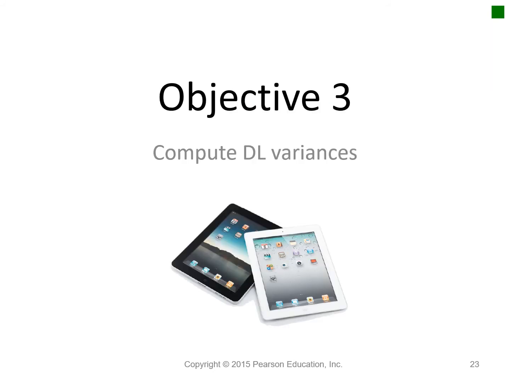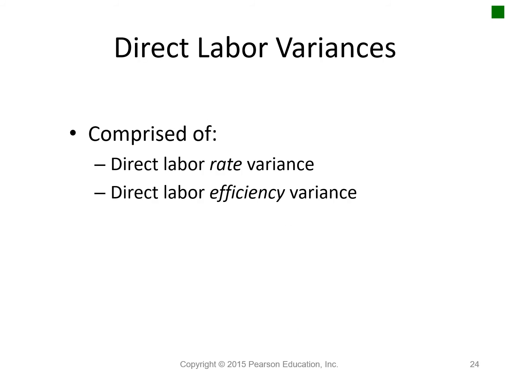Okay, so for objective 3, we're going to look at the direct labor variances. Okay, so your direct labor variances are comprised of what they call a rate variance. This is similar to your materials when they talk about the price variance, but for labor they call it rate. And then the other one they call is an efficiency variance. Again, this is very similar to the quantity variance for direct materials.